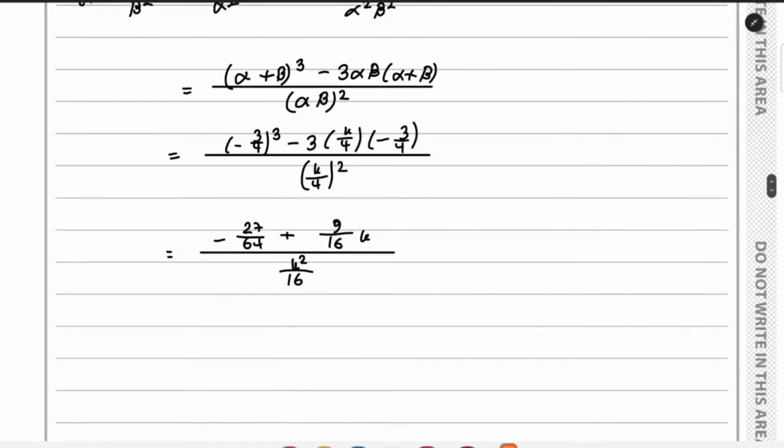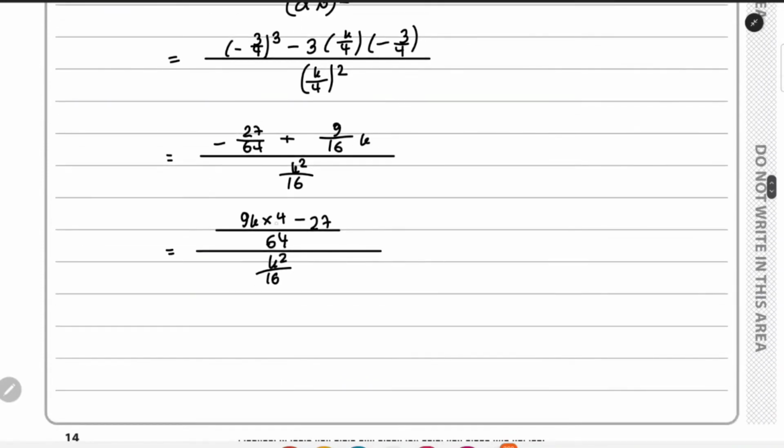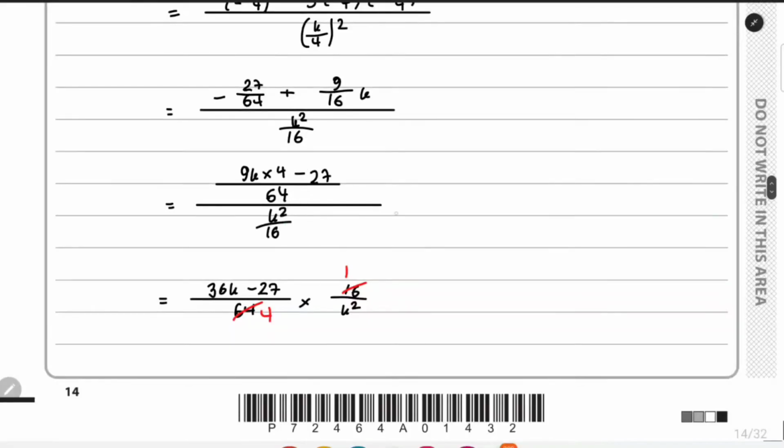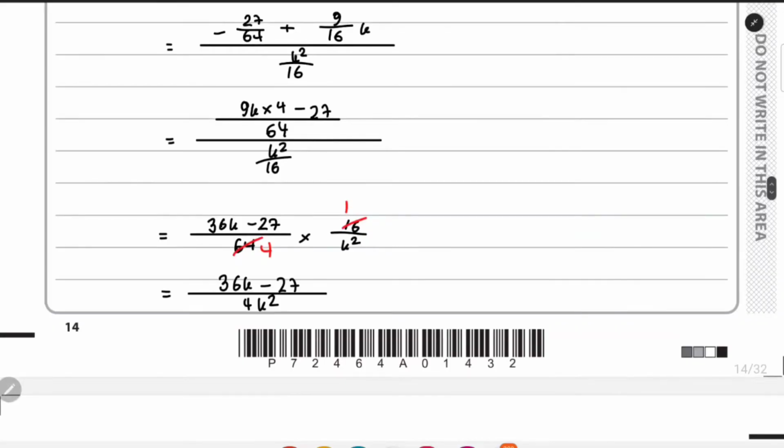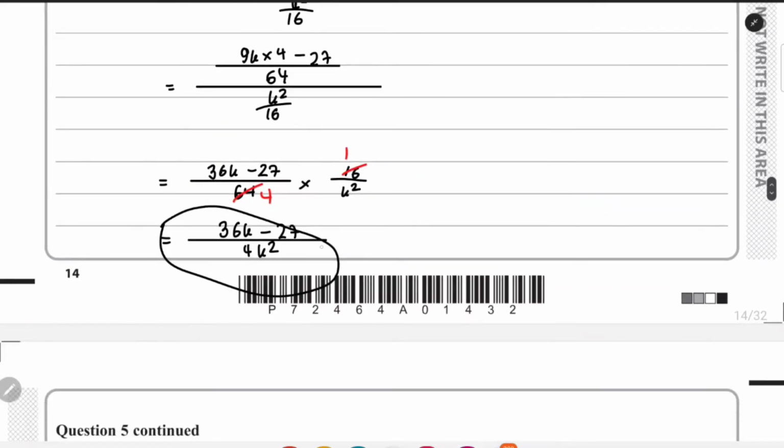This term over here is 9k times 4, so we are basically taking 64 as the common denominator on the top. We can write it as 9k times 4 minus 27, all divided by 64, divided by k square by 16. I can write k square by 16 over here as this, and then I can cancel 16 and 64 since 16 times 4 is 64. I'll get this term over here for the answer to part B.